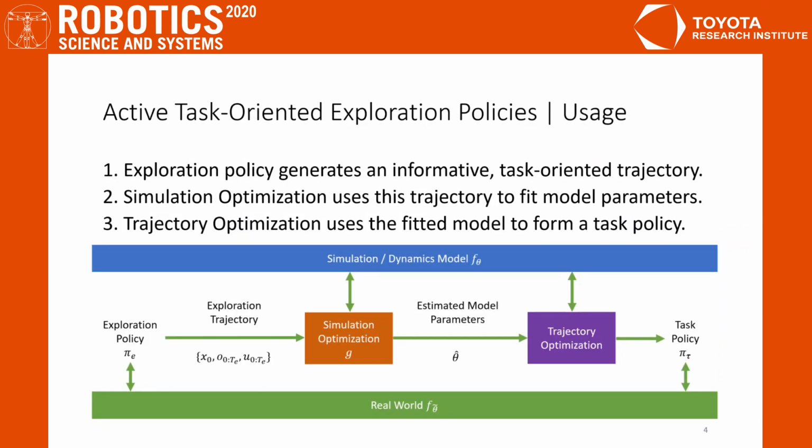So how does this work in practice? If we were given an active task-oriented exploration policy, the way we would use it is as follows. We would first deploy the exploration policy in the real world to generate an informative exploration trajectory. This trajectory is then given to the simulation optimization module, which could be solving a least squares problem, or it could be doing derivative-free optimization on a black box simulator model. Once that's done, the estimated model parameters are given to the trajectory optimization module, which uses the tuned simulator model to synthesize a task policy, and this task policy would then perform the task in the real world. So this is how we would use this exploration policy.